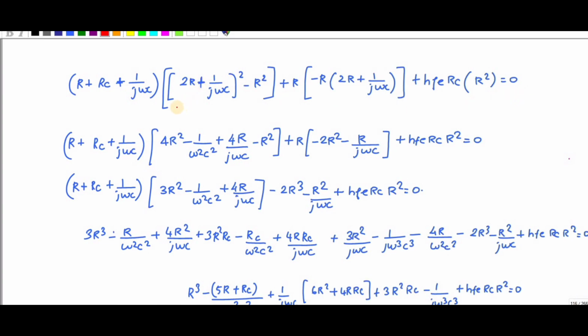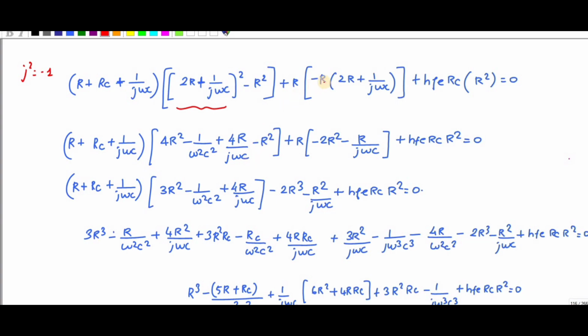I'm going to expand this equation, using (a plus b) whole square. If I apply the formula, I will get 4R square minus omega... What is j square? j square is equal to minus 1. So minus 1 divided by omega square C square plus 4R divided by j omega C minus R square.